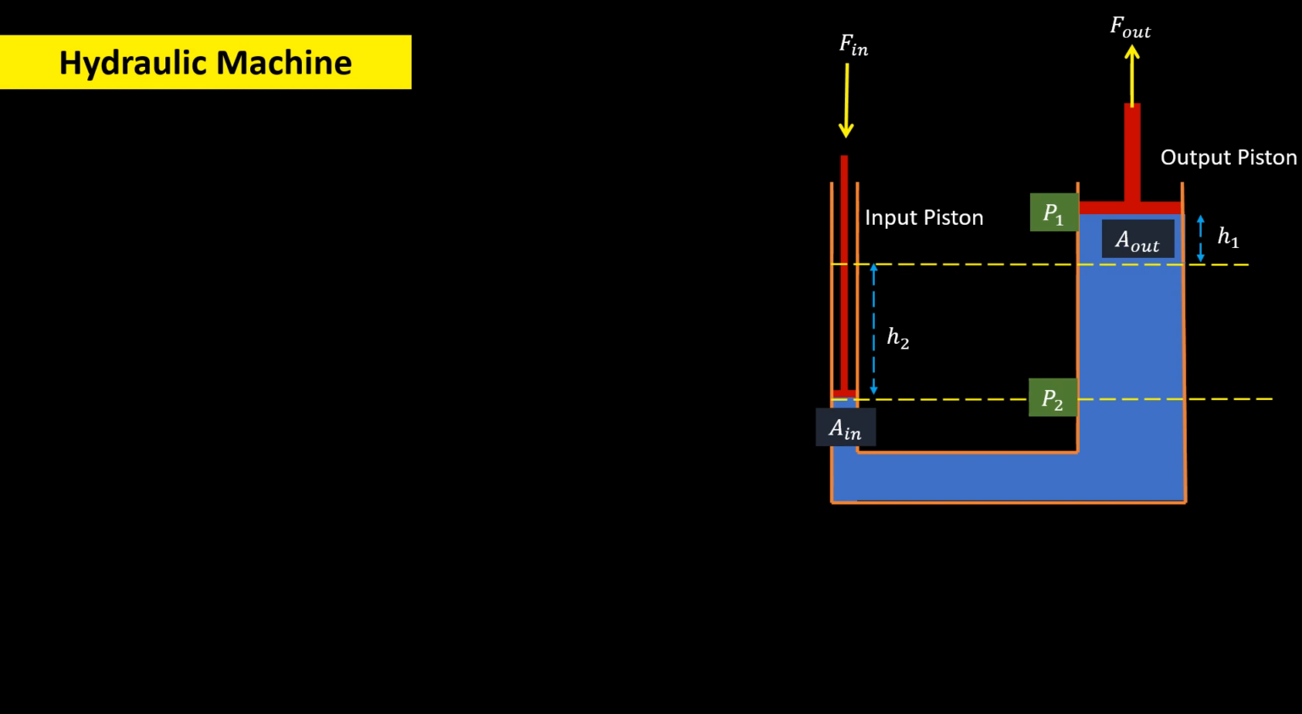Now, if we apply some force, we exert some force at the input piston such that we lower the column or the level of water to P2, then the pressure will be transmitted to the output piston and the water level, or the level of the liquid, will rise. It is not a must to use water. The level of the liquid will rise in the output piston.